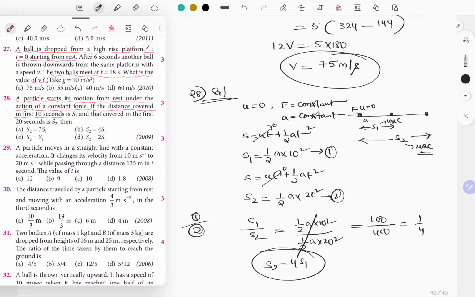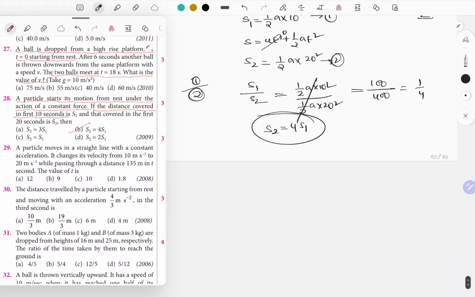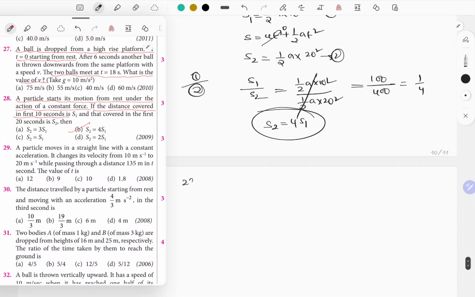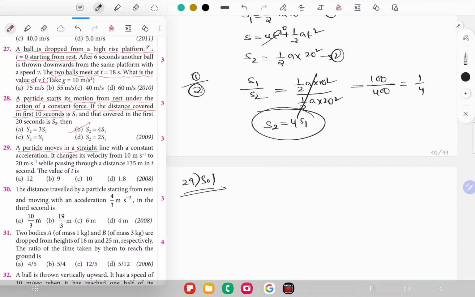Which option matches? Option B matches correctly. Okay. Now look at the next question. The question they are asking is, a particle moves in a straight line with a constant acceleration.